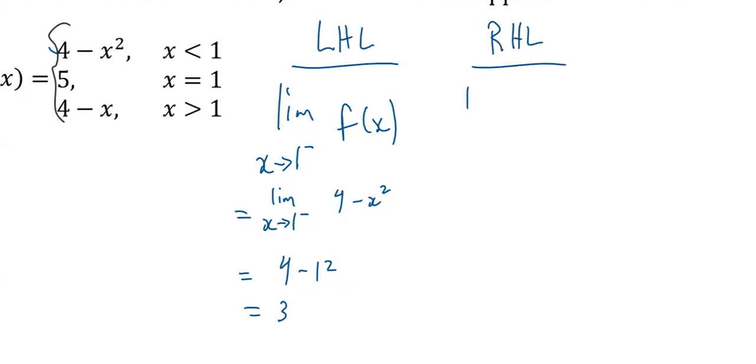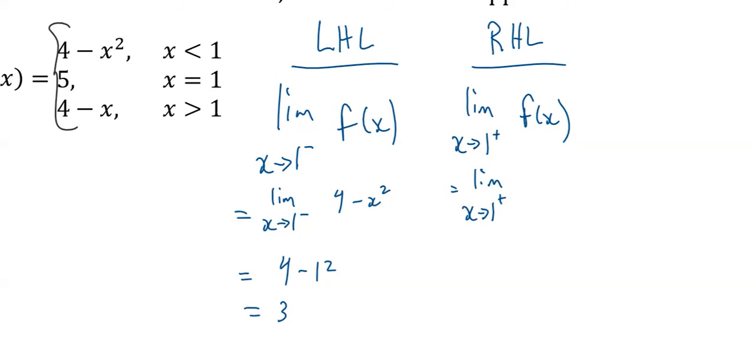Right-hand limit is the limit as x approaches 1 from the right of f at x, which equals the limit as x approaches 1 from the right of, now if I'm approaching from the right, which part am I using? The last one, because this is where x is greater than 1. So this is 4 minus x. And again, that's just a line. So we can just sub in, no problems there. So this is 4 minus 1, which is 3.